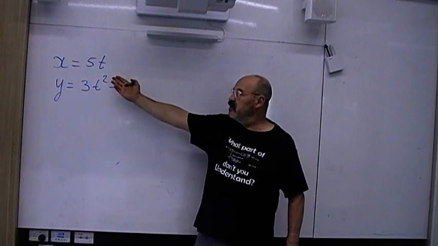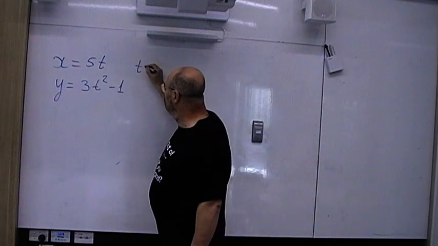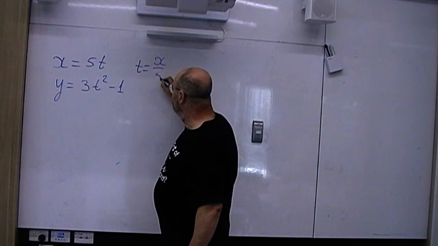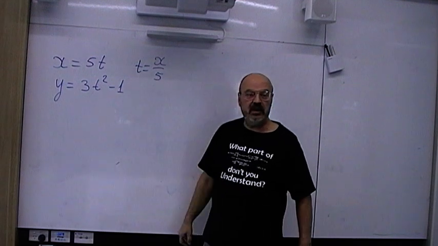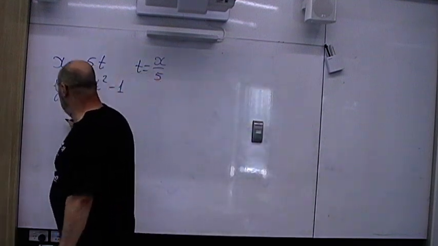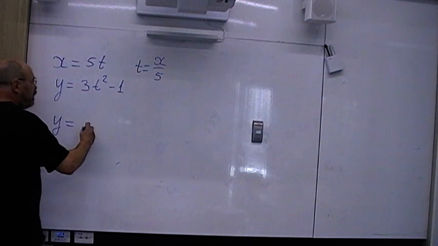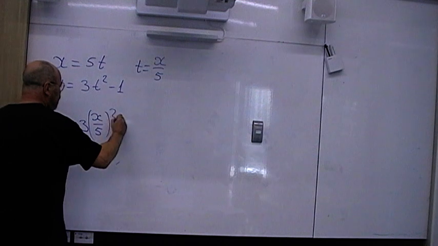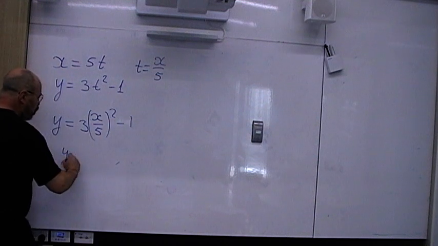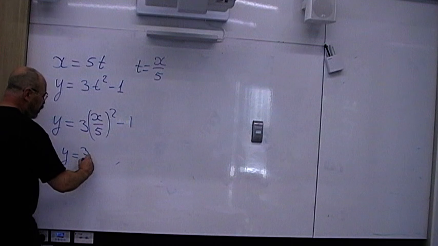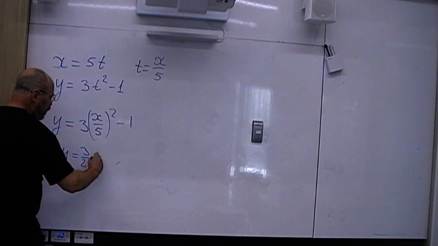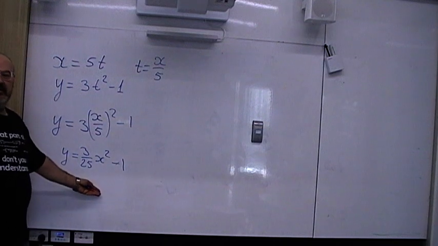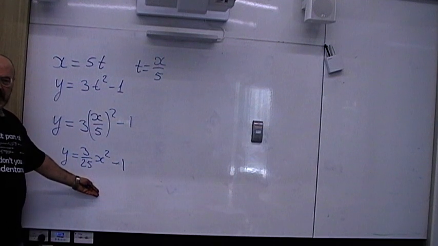We express time as a function of x, and then we just substitute it into y. So we will get the equation y equals 3 times (x over 5) squared minus 1. So y equals 3 over 25 x squared minus 1. So it's clear that it is a parabola in this case.